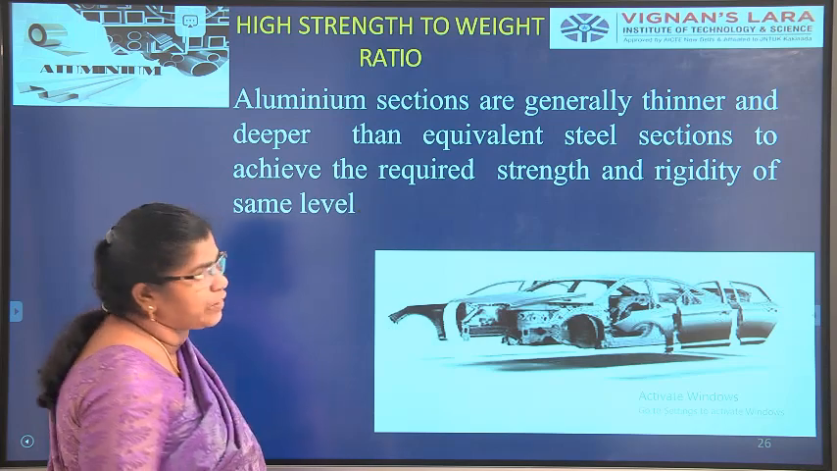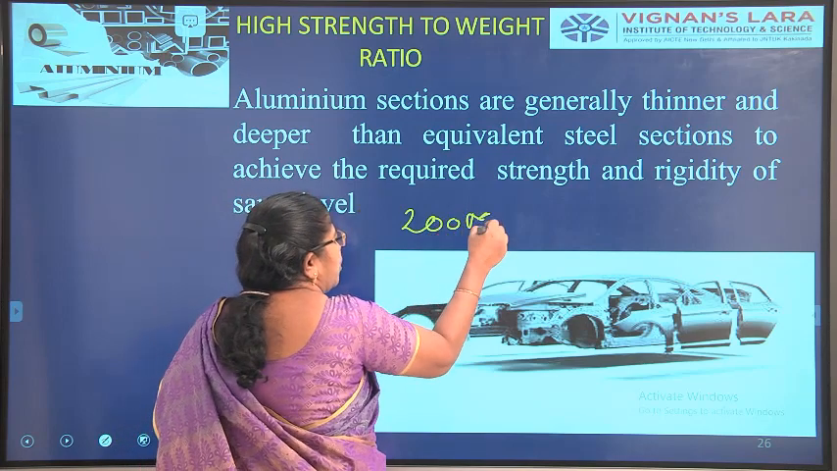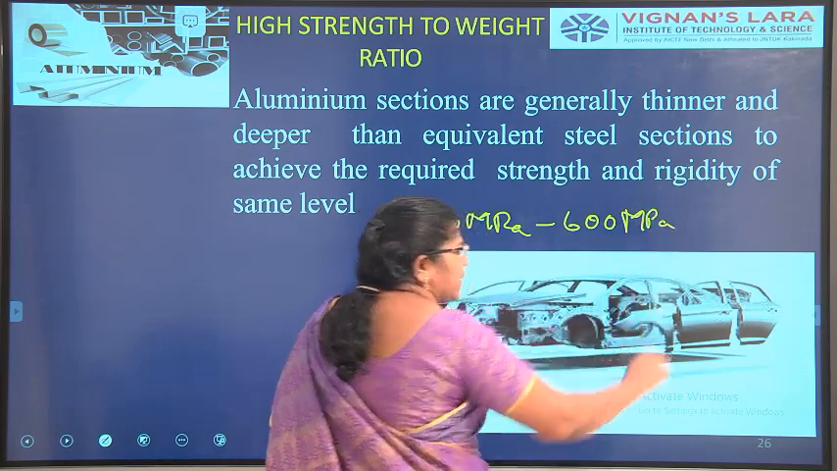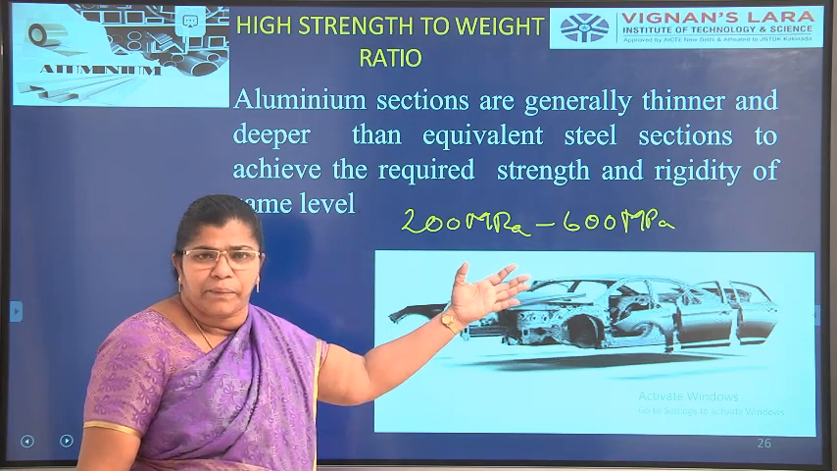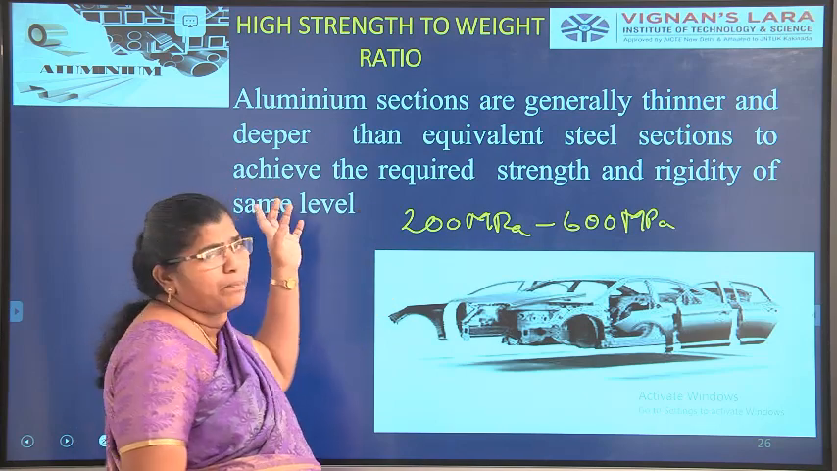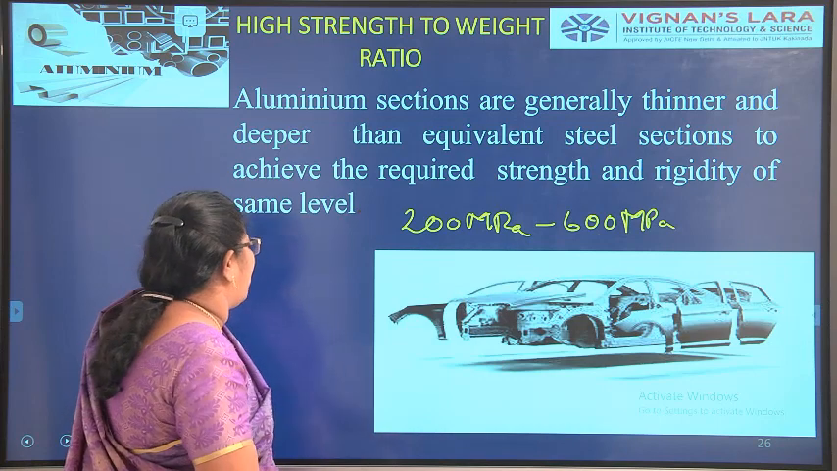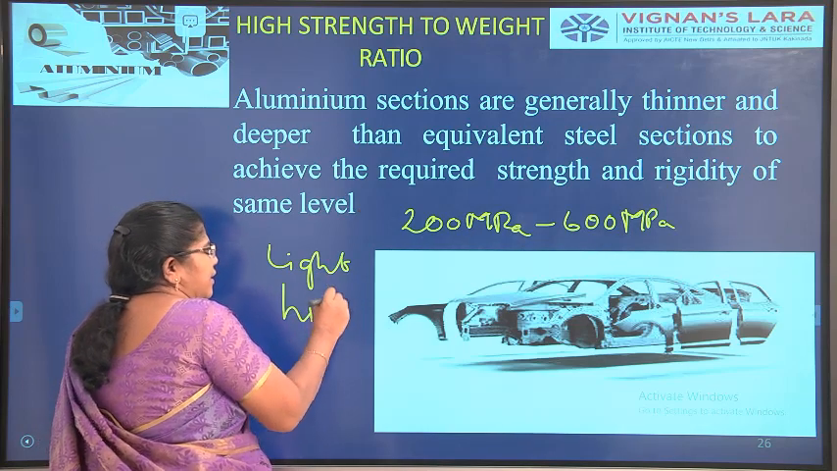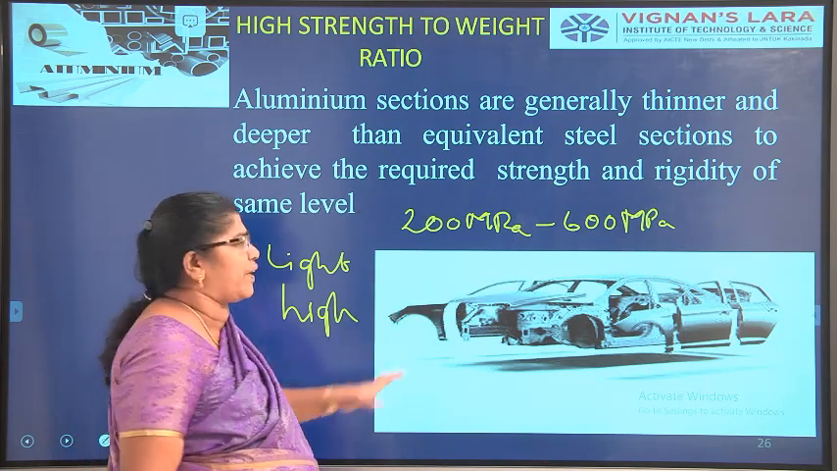It has a high strength to weight ratio. I told you the alloy will have 200 megapascals to 600 megapascals. So this is almost more than the strength of steel. So it is used for car manufacturing, aeroplane manufacturing, in aerospace engineering. This aluminum plays a very high role, right? Because it is light in weight but has very high strength, this type of material is very hard to find.